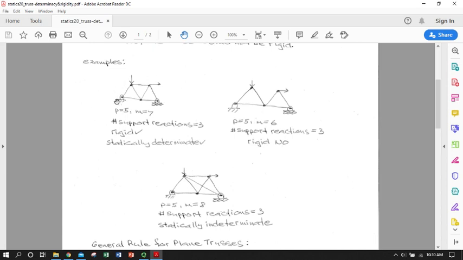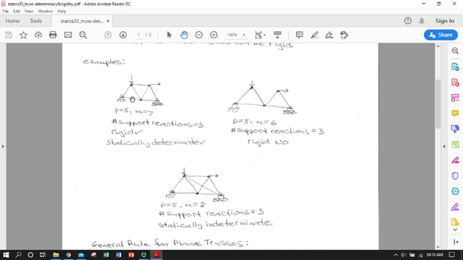We're going to start with number of support reactions. We can apply 2 here and 1 there, so that's 3. Number of support reactions is 3. And let's count the pins. We have 1, 2, 3, 4, 5. So 2p minus number of support reactions is 7.